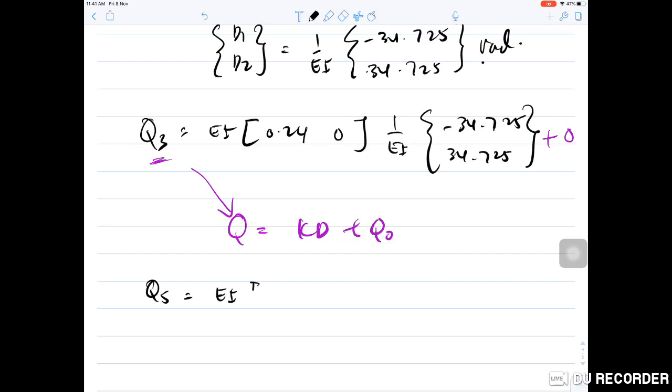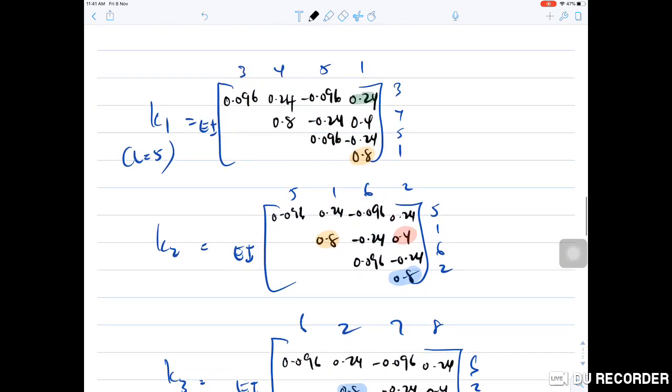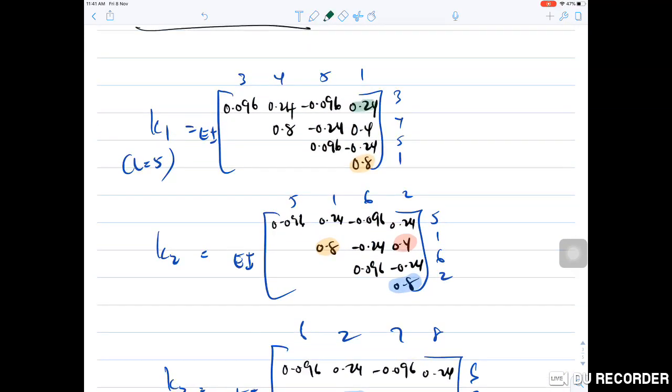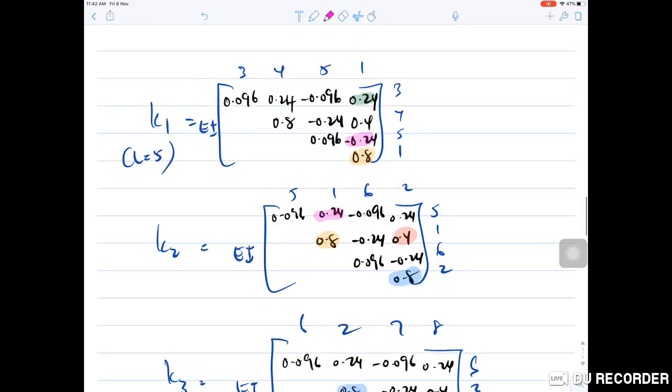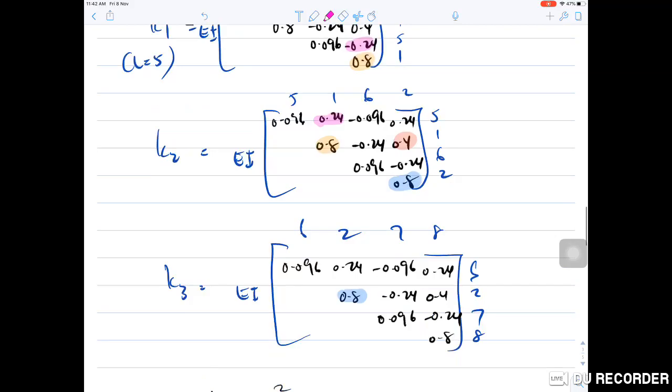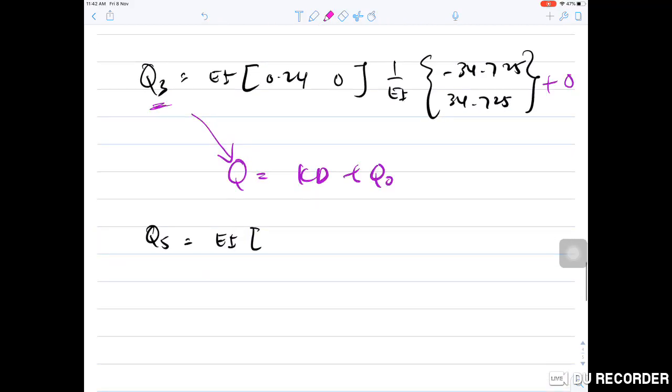Okay, for Q5, we need 5-1 and 5-2. So find the 5-1 and 5-2 in K1, K2, K3. Okay, 5-1 is in this one. 5-1 is negative 0.24, and 0.24, so it is 0.